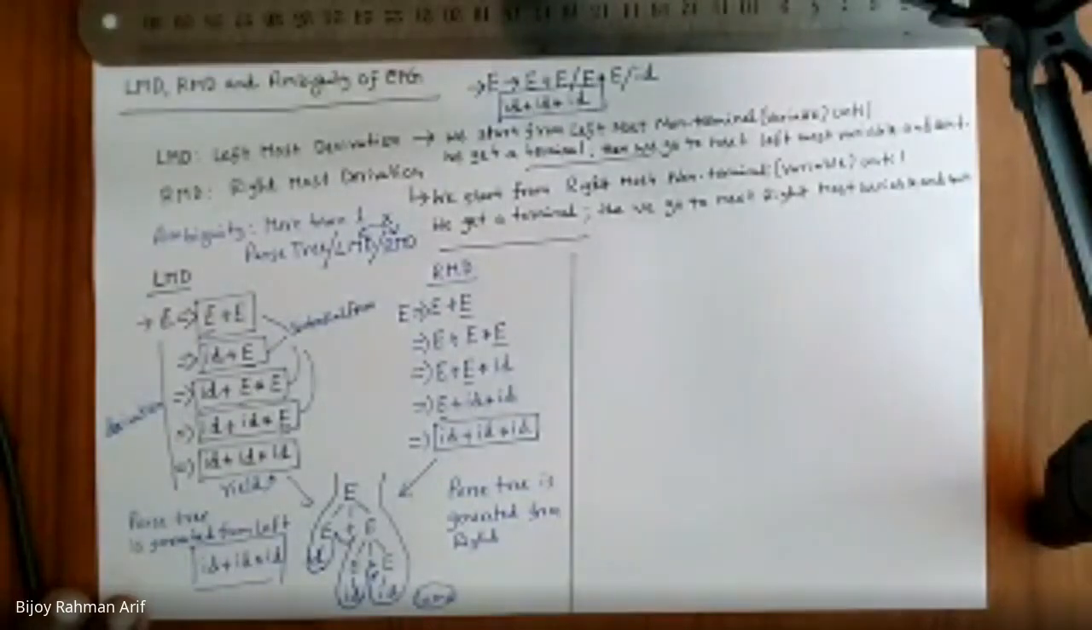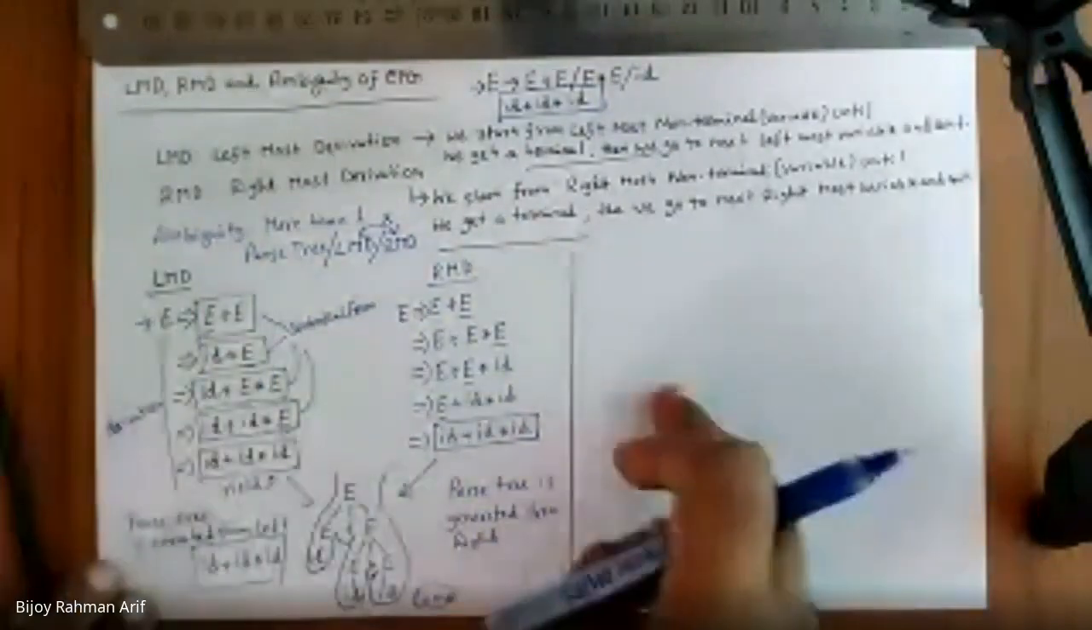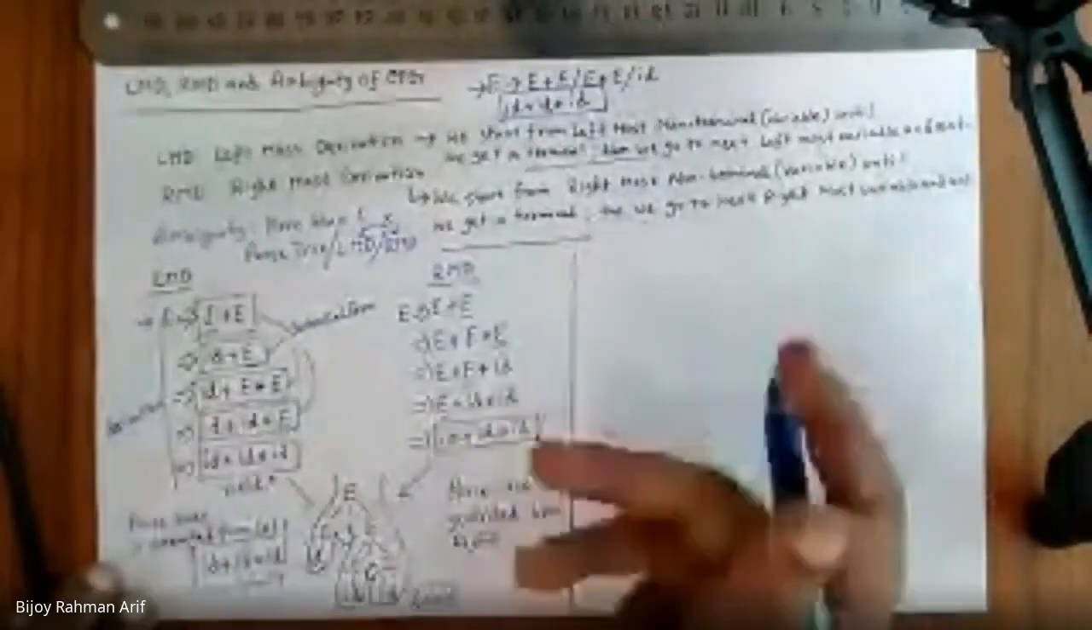Only when two different LMD come, the parse tree is different. That's why they are ambiguous. Or whenever two different RMD come, the parse tree is different. That's why you can say that the grammar is ambiguous, but not like that. So let's take this grammar again. Let's try to come up with different LMD or different RMD or different parse tree.